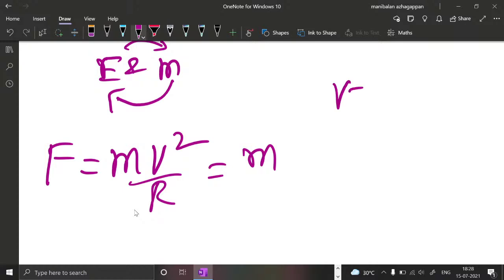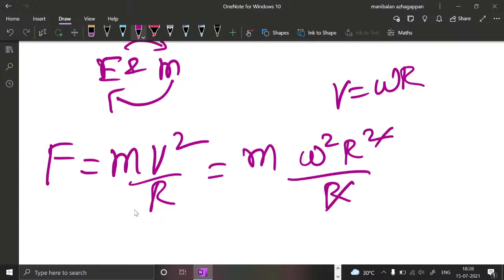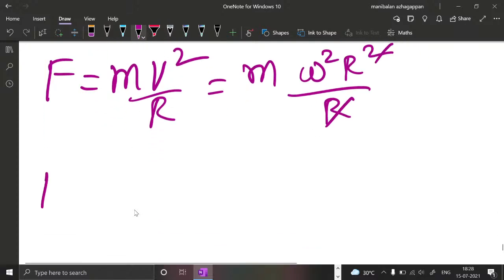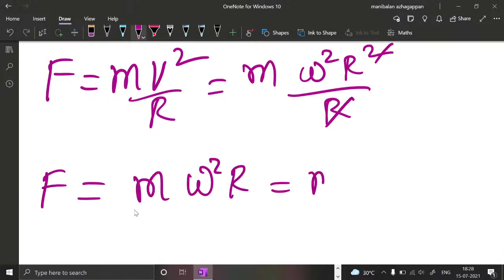v is equal to omega times r. Already I told you how I got this one. Omega square times r square divided by r. This gets cancelled, so I will get another formula, F is equal to m omega square times r. Otherwise F is equal to ma, no.